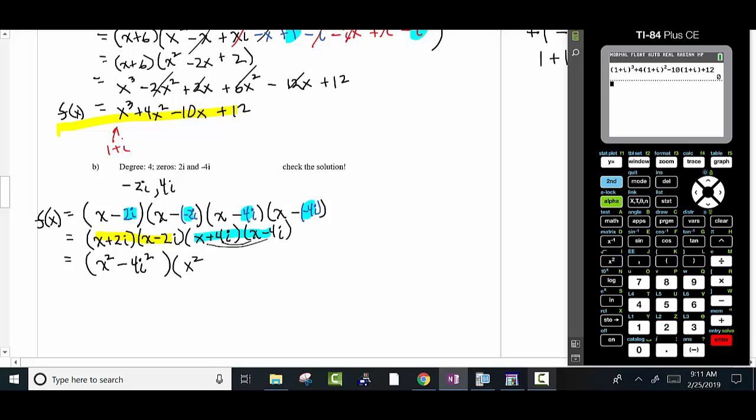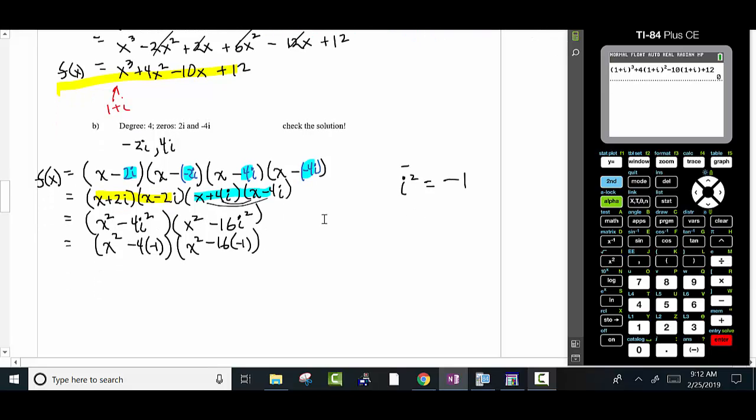Again, the inner and outer are going to cancel out, so you'd have minus 16i squared. This one's not going to be too hard. Every time you see an i squared, it's negative 1. So this is x squared minus 4 times negative 1, and you can do this step in your head if you want, and then x squared minus 16 times negative 1. So we end up with x squared plus 4, and then x squared plus 16.